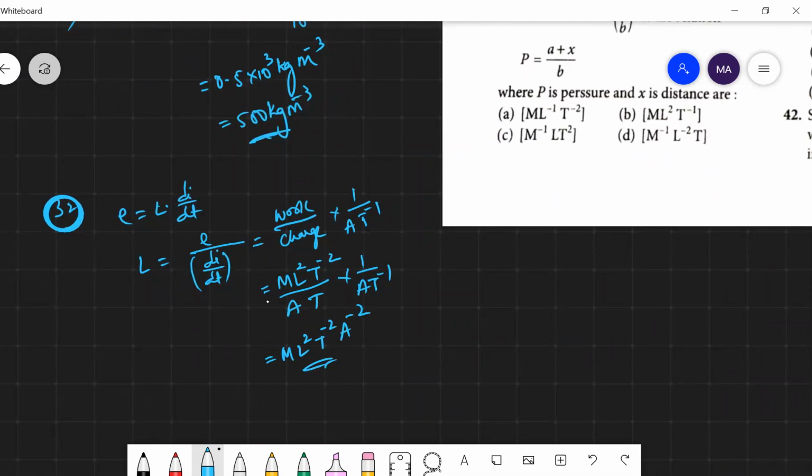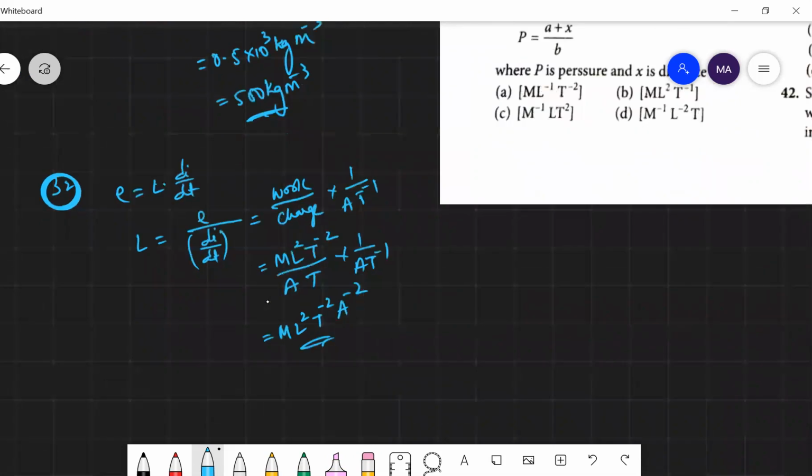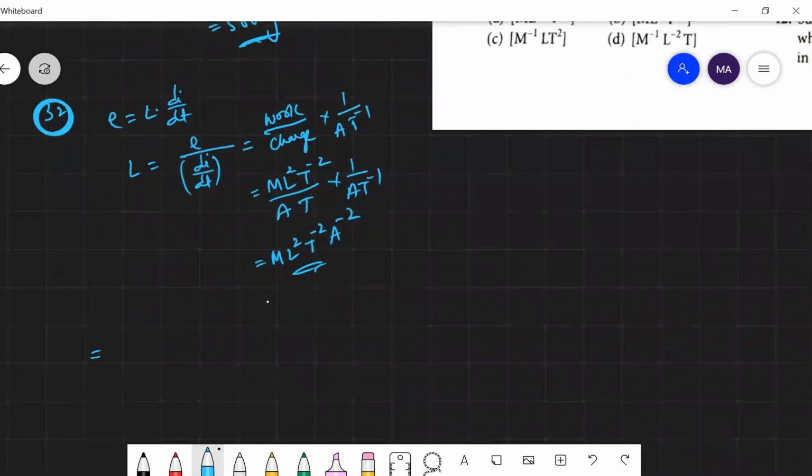This is the dimension of L. In the same way, if I'm going for the dimensions of C, we know the formula: C is equal to charge per unit potential. So that can be written as Q divided by V.